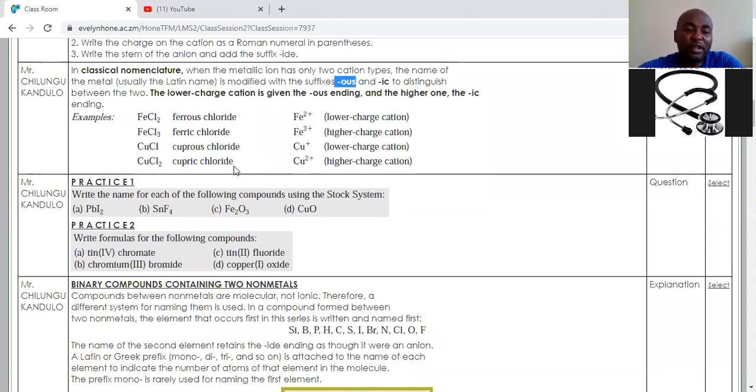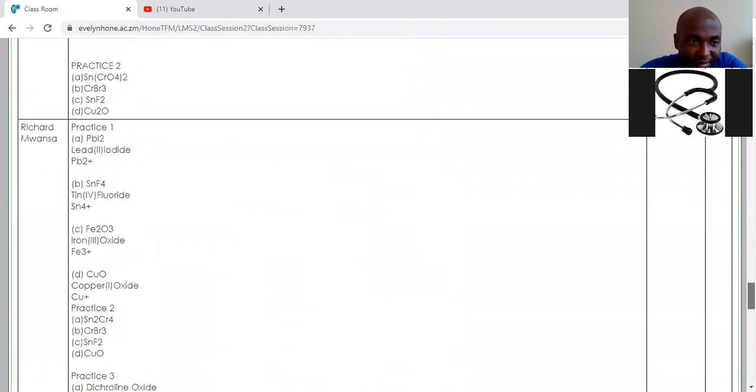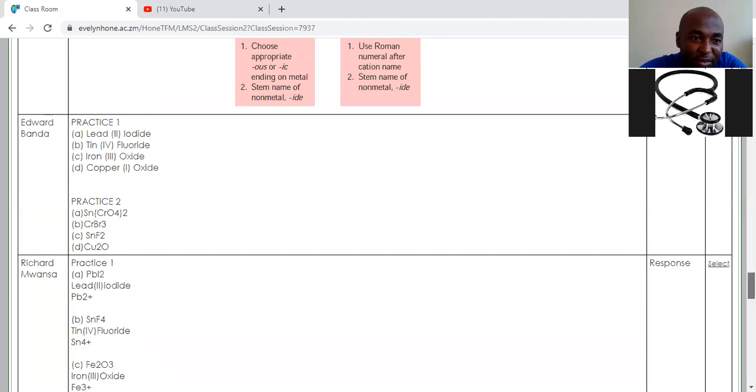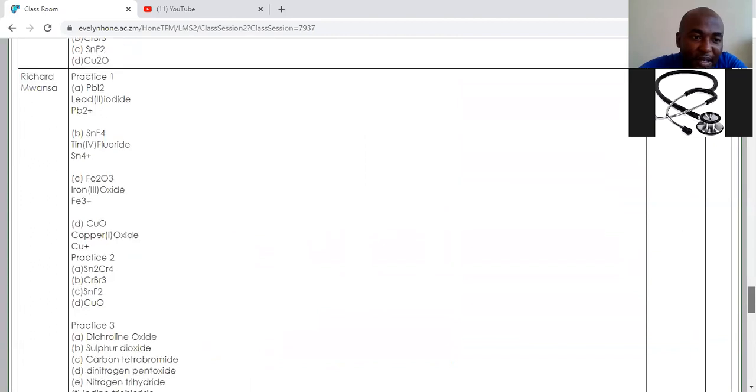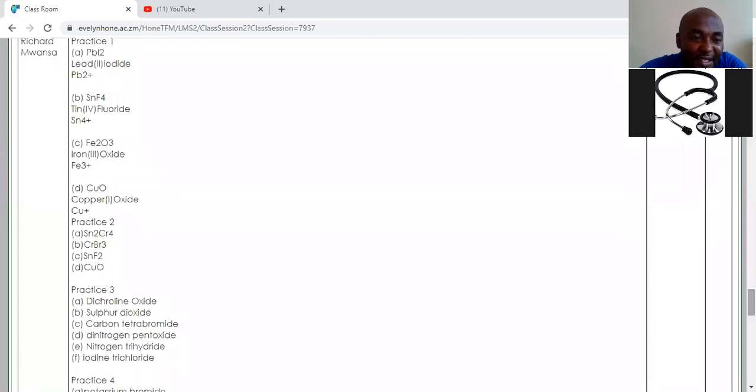So now I gave you work there. I'm sure some of you have attempted it. Let me check if some people have attempted. Lead 2 chloride. This is okay. Tin 4 fluoride. Richard, very good work. Then iron 3 oxide. And copper 2 oxide. This is copper 2 by Richard.